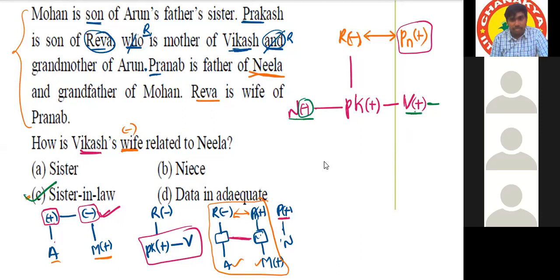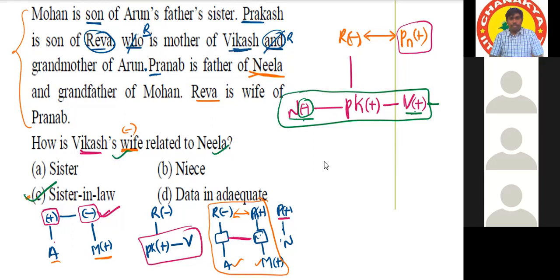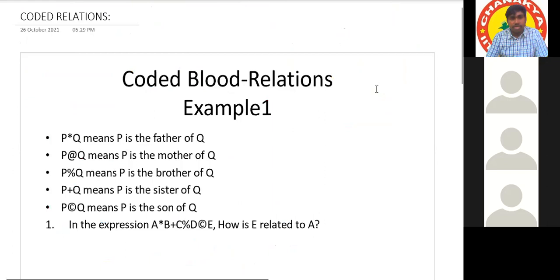V is the brother of Neela. Yes or no? All three are siblings of each other, because the same pair of parents means they are siblings. V is the brother of Neela means V's wife will be the sister-in-law of Neela. How is V's wife related to Neela? Sister-in-law. And next, the last model, coded blood relations.